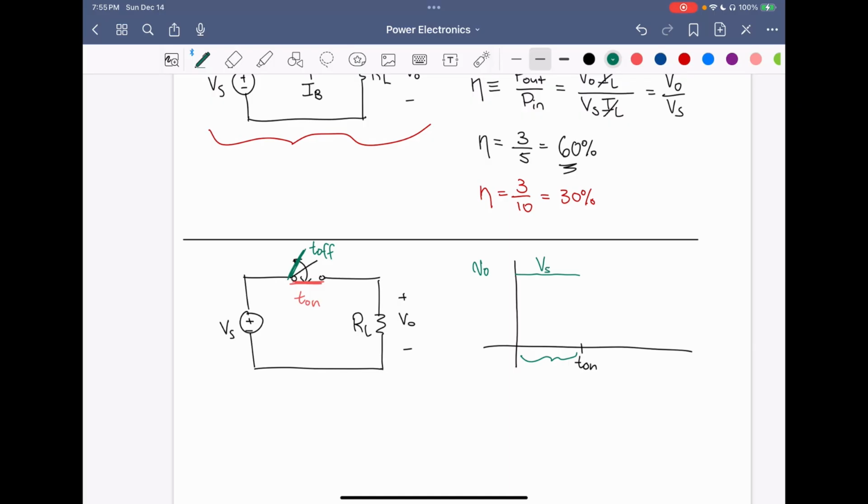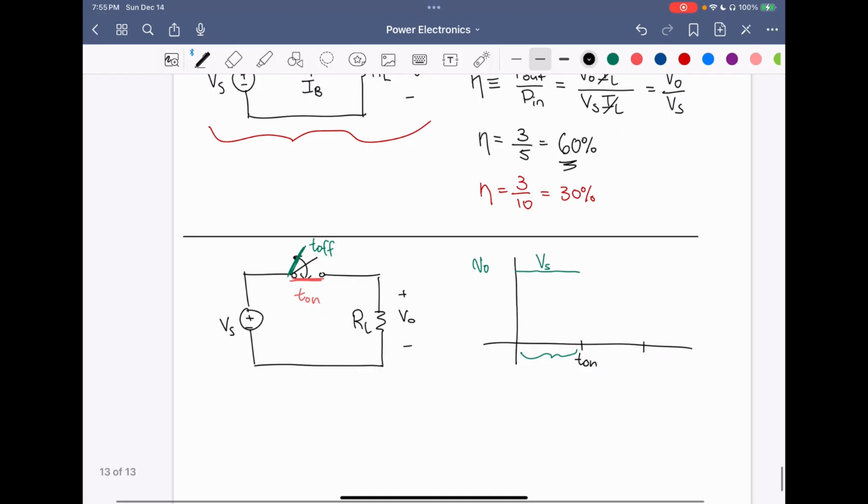Now, during T off, let's call this interval T off, then what we're going to see is that the output voltage has no current. This circuit has no current flowing through it, so there's no voltage drop across RL, so VO is just equal to 0. So in this case, we have VO equal to 0 during the off interval.